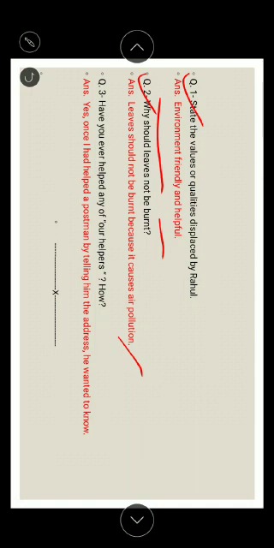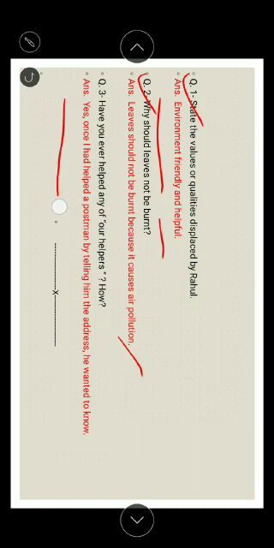Question number 3. Have you ever helped any of our helpers, and how? Do you know who our helpers are? Our helpers are those persons who help us, like the cobblers, the postman, the farmers. They all are our helpers. So, have you ever helped? I'm asking you, have you ever helped any of our helpers? Definitely, you must have helped. So, how have you helped? You have to write. This answer you can write on your own also. I have given you one answer here.